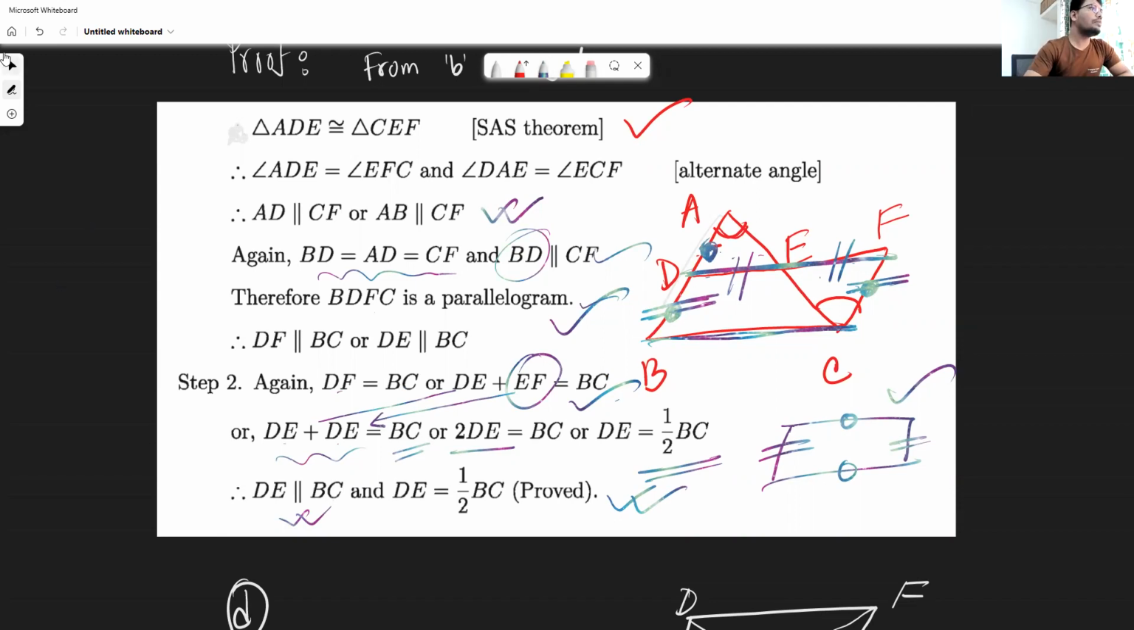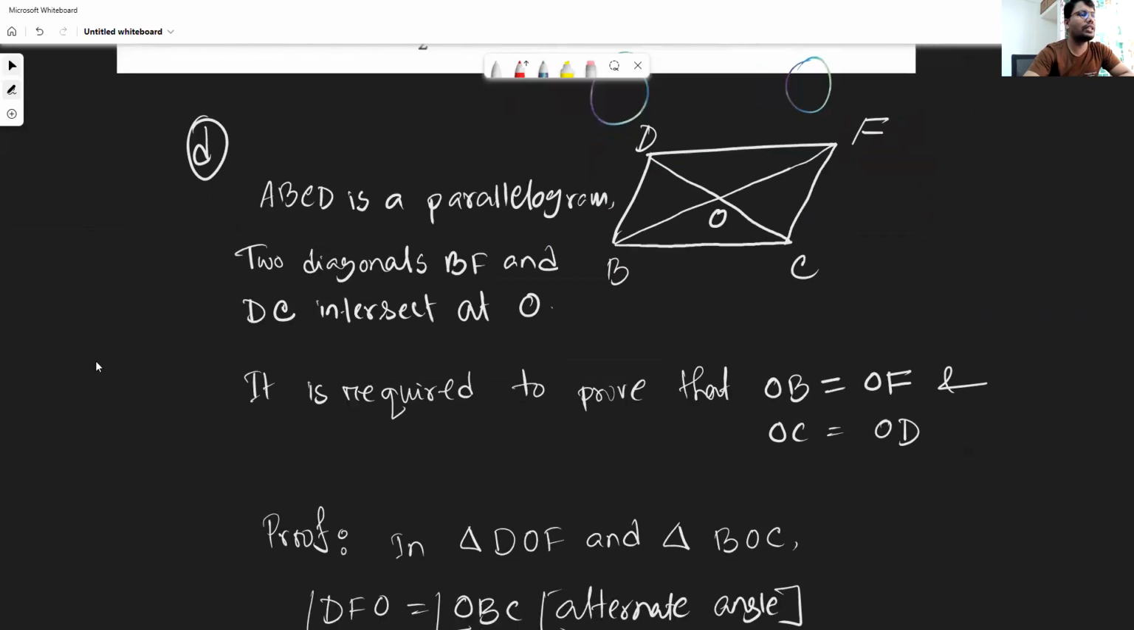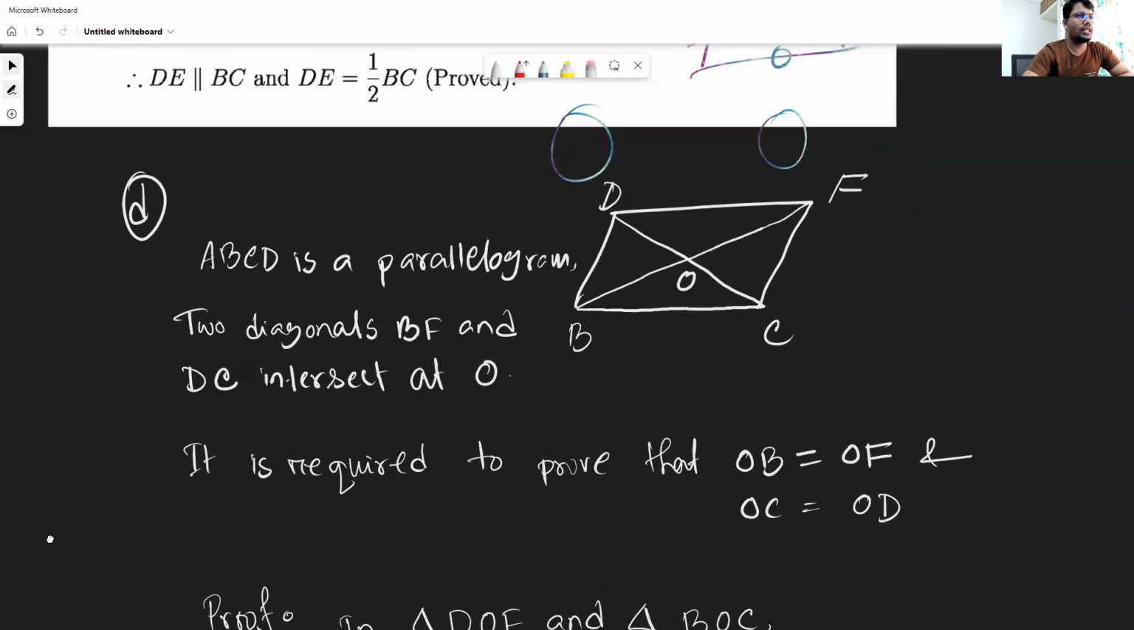The same question you also have to answer in class 9. There is another requirement, finding the parallel, so you can also use this concept from here. Now this is B, C, E, F, D. This is the parallelogram. So now the next question: show that the two diagonals of the parallelogram bisect each other. So this is our requirement.